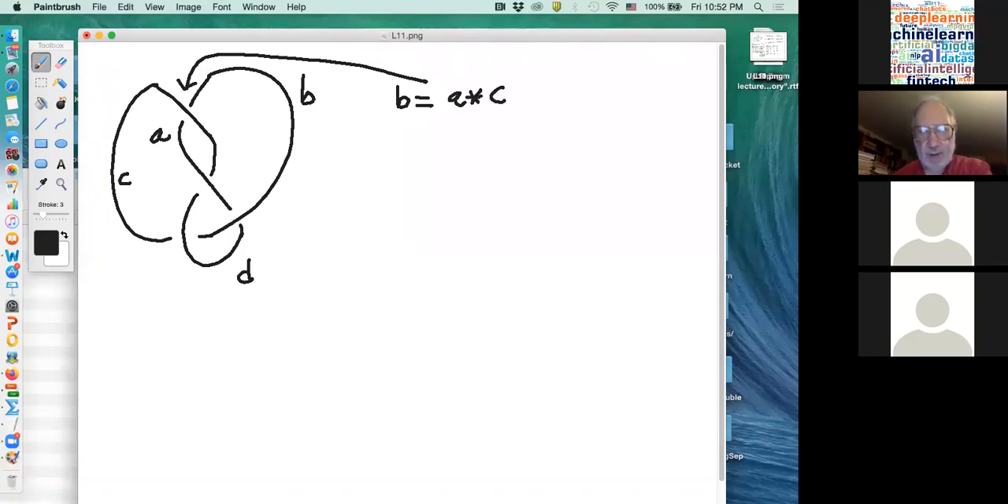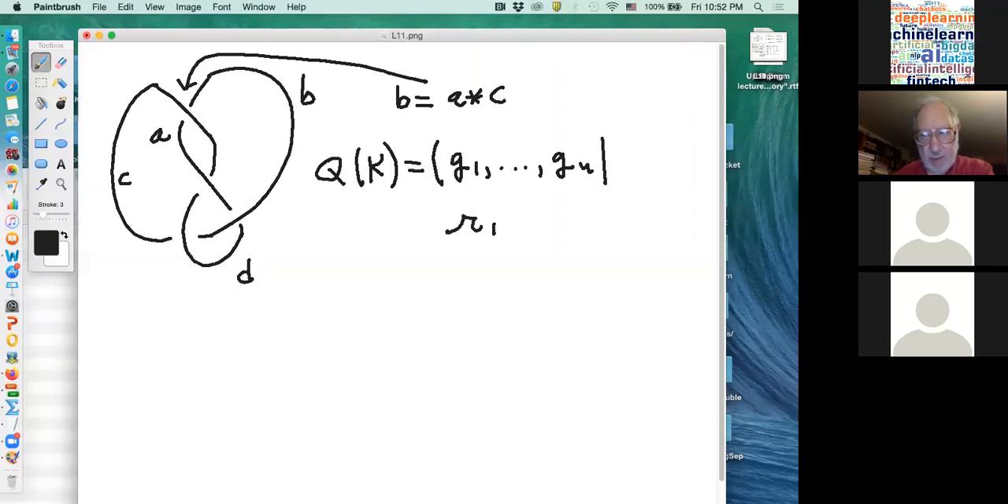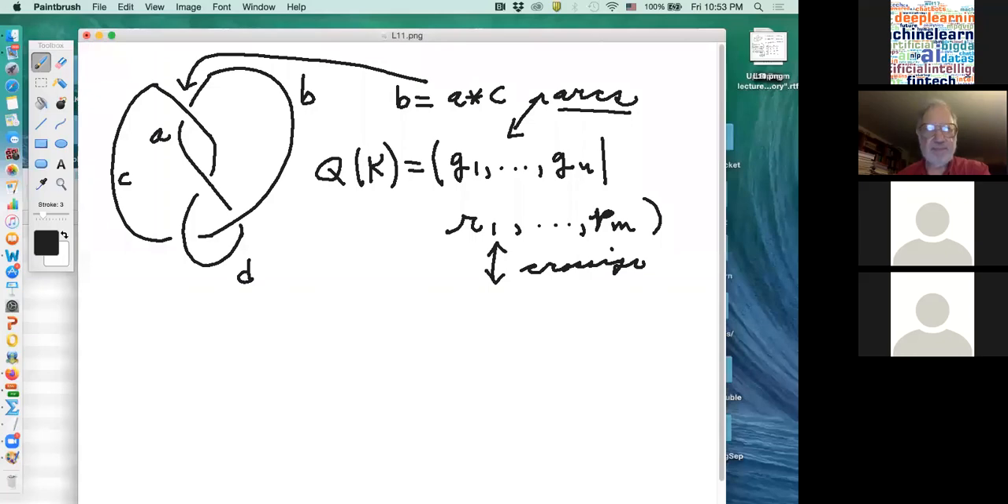But in general, what am I going to get? I'm going to get that the quandle of a given knot is going to be given by generators G1 through Gn and relations R1 through Rm. Anyway, we can worry about the count later. But these correspond to the crossings, and these correspond to the arcs in the diagram. And at every crossing, we write down one relation. It's really two, but we only need to write down one, because if B is A star C, then A is B star C.